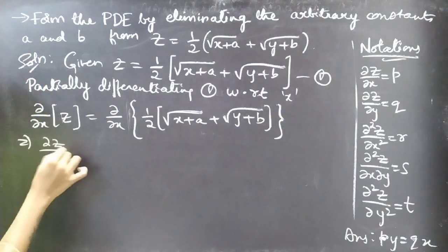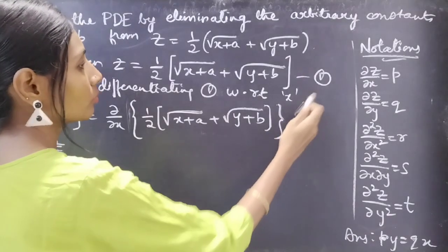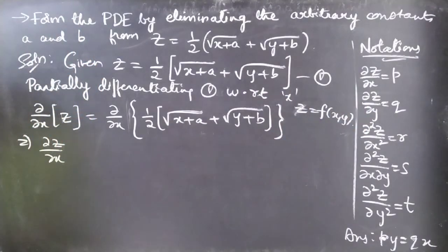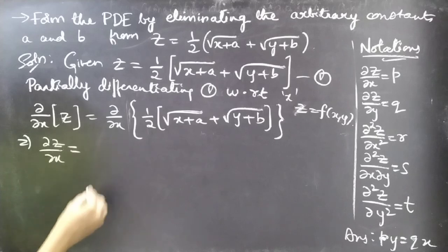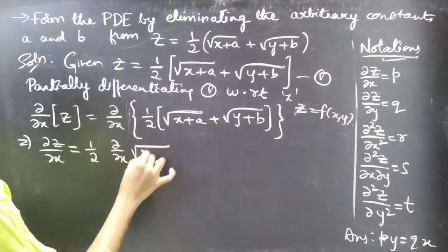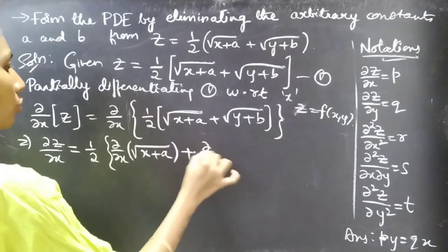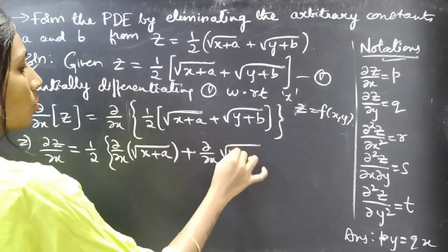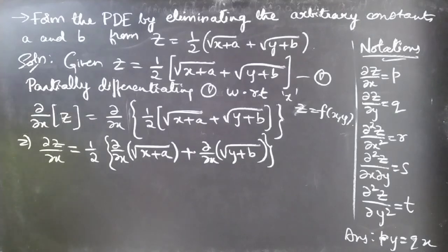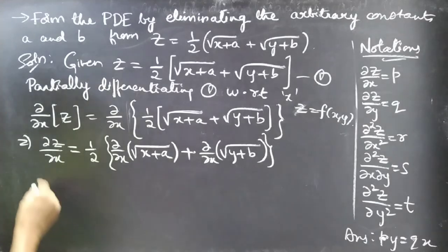This gives us dou z by dou x. Here z is a function of x and y, where x and y are independent variables. It is equal to constant 1 by 2 into partial derivative of the first term, which contains x, plus partial derivative of the second term, which contains constants. Since we are partially differentiating 1 with respect to x, we'll treat y as constant here. So here we have constant.